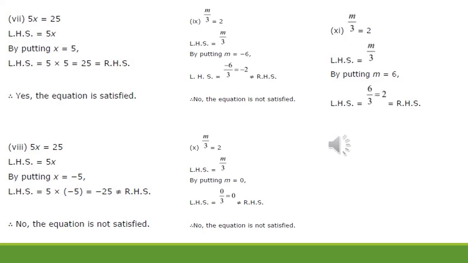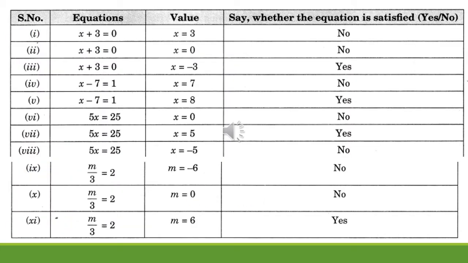Part 11, m by 3 is equal to 2, where m is equal to 6. So LHS is equal to 6 by 3, that is equal to 2. Here LHS and RHS values are equal, so the equation is satisfied. Now, whatever result we got in the previous calculations, we have written in the given table and specified in which case the equation was satisfied by the given value and in which case it did not.